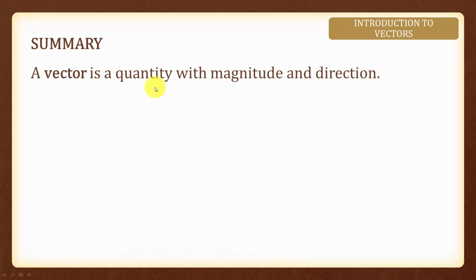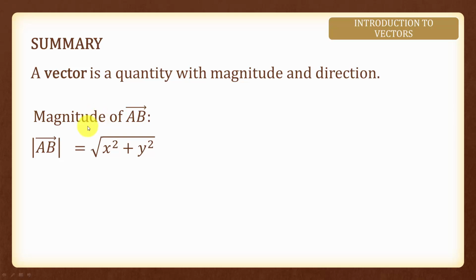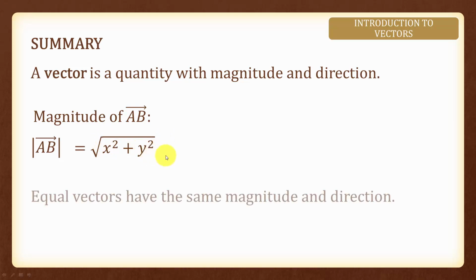In summary, a vector is a quantity with both magnitude and direction, and the magnitude of vector AB is represented by two vertical lines, and we can find the magnitude using Pythagoras theorem, the square root of x squared plus y squared. Finally, equal vectors are vectors that have the same magnitude and direction, and the position does not matter. And that's all for this topic.